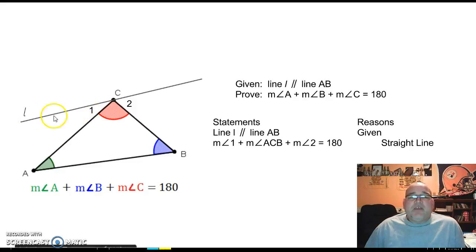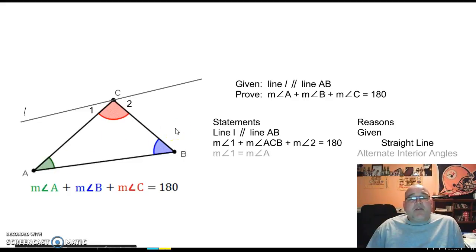But notice, if these lines are parallel, what do you notice about angle 1 and angle A? What special pair of angles do they form that we learned about in chapter 3? That's right, they're alternate interior angles. And if the two lines are parallel, remember alternate interior angles are equal. Same thing with angle 2 and angle B. They're alternate interior angles, and they're equal.